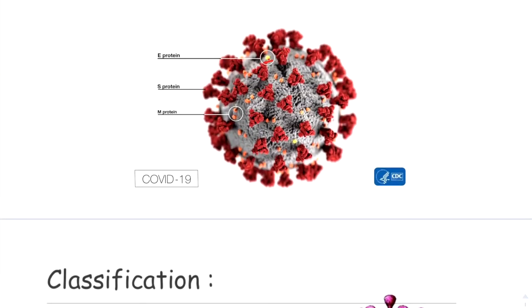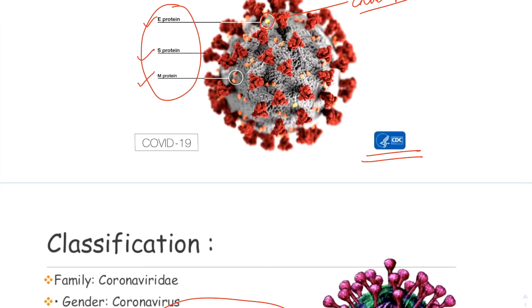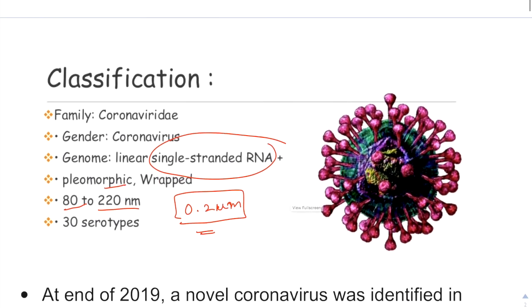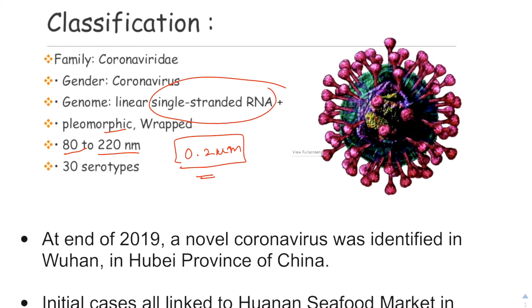This is the structure that has been given by CDC and contains the three proteins, that is the E protein, the S protein, and the M protein. The E protein is the envelope protein that helps in developing the envelope of the coronavirus. Then there's the S protein that helps in attachment of the coronavirus to the receptor, while the M protein helps in the development of the membrane, as well as it helps in development of the envelope along with the E protein. Okay, so this was the basic structure of the coronavirus.